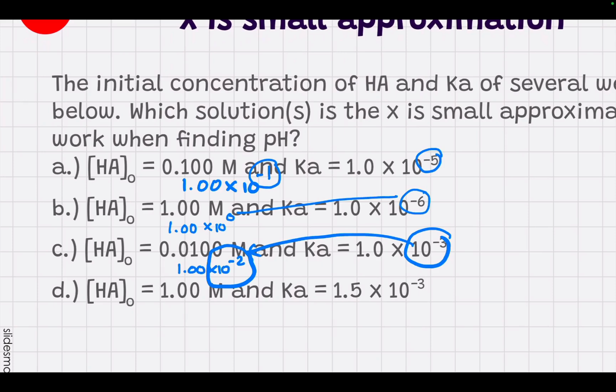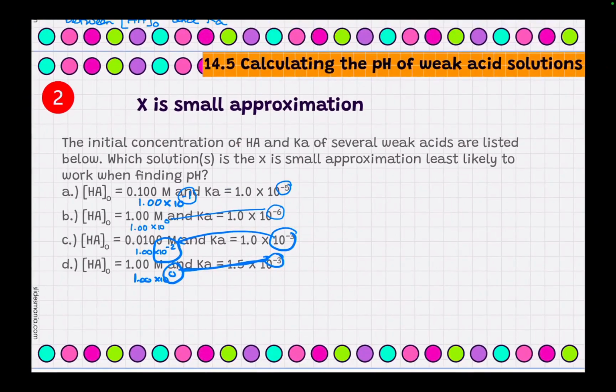And then lastly, this one is 10 to the 0. There are 3 powers of magnitude difference between them, so I could definitely use the approximation. All of these except for C are times where I can say that the X is negligible and just eliminate it. So I'll show you how to do that.